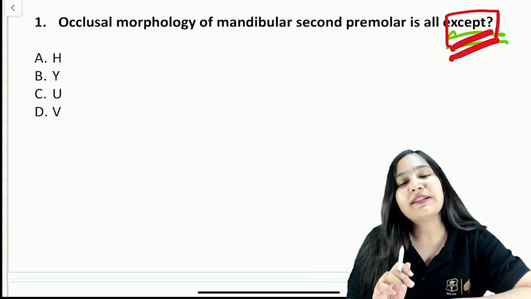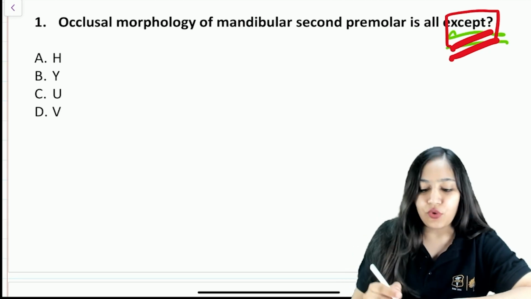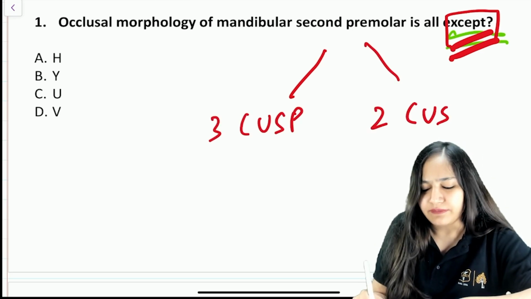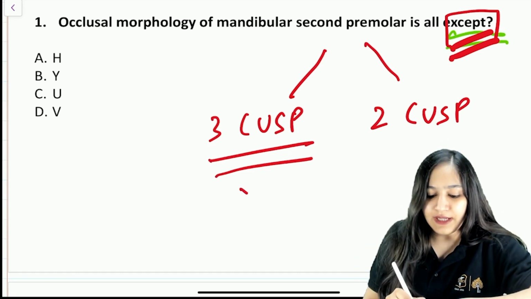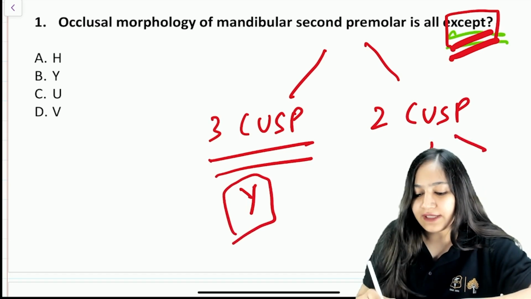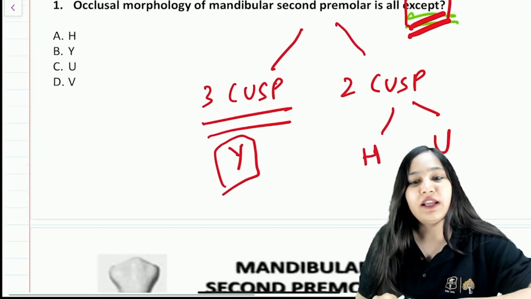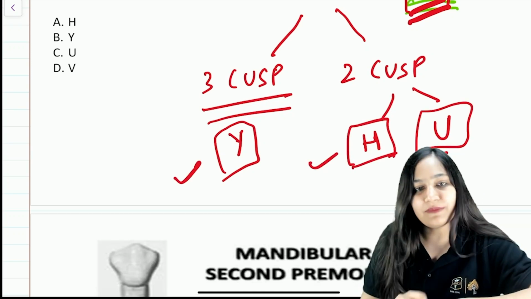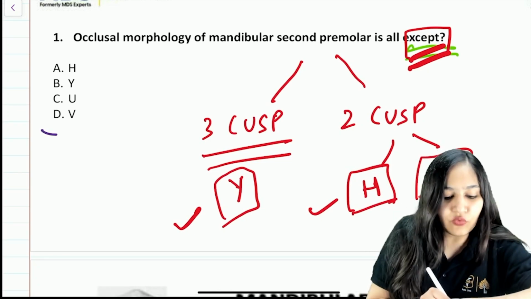So mandibular second premolar has mainly two forms: 3-cusp pattern as well as 2-cusp pattern. The 3-cusp pattern mainly depicts Y form. And the 2-cusp pattern again has two forms, H and U pattern, seen on the occlusal surface of the premolar. So H, U and Y are definitely the occlusal forms. So the remaining one is V here. So the correct answer here is V.